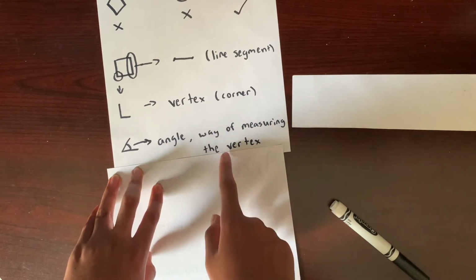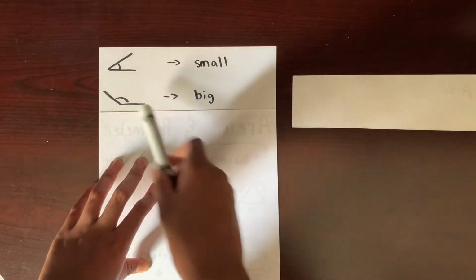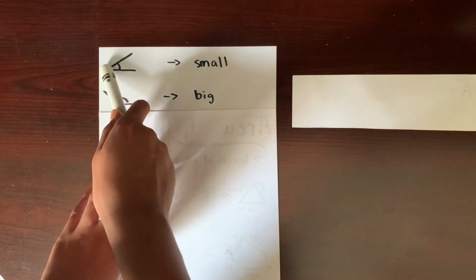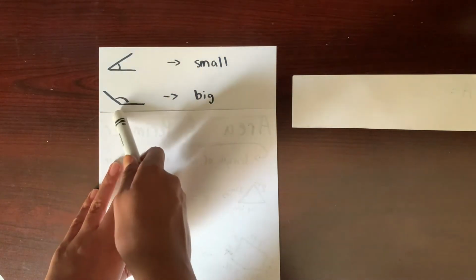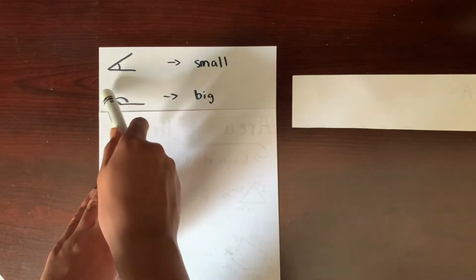measuring the vertex. The angle at the vertex can be small here, which means that the 2 line segments or 2 sides are really close together, or the angle can be big, which means that the 2 line segments are really far apart.